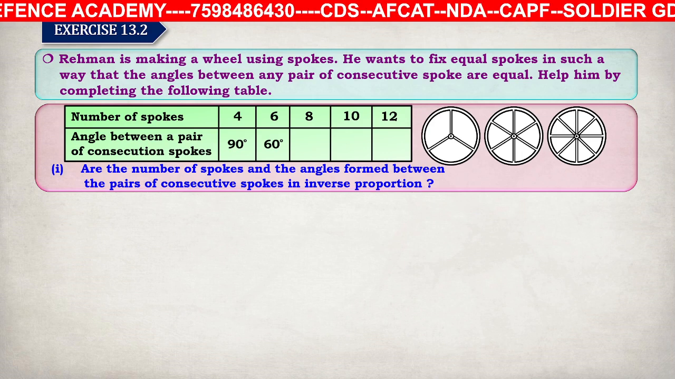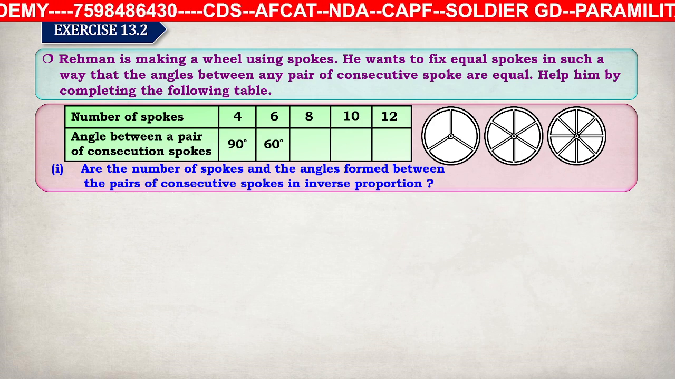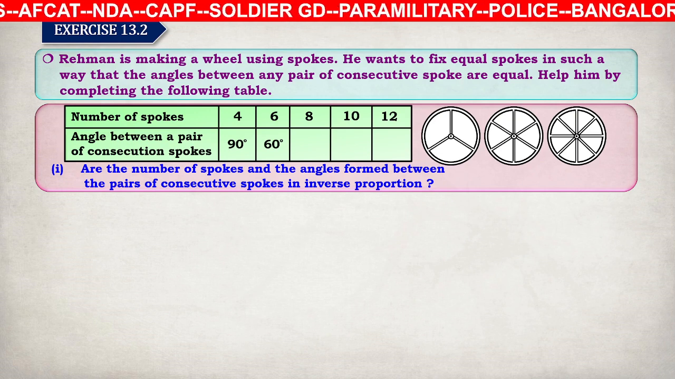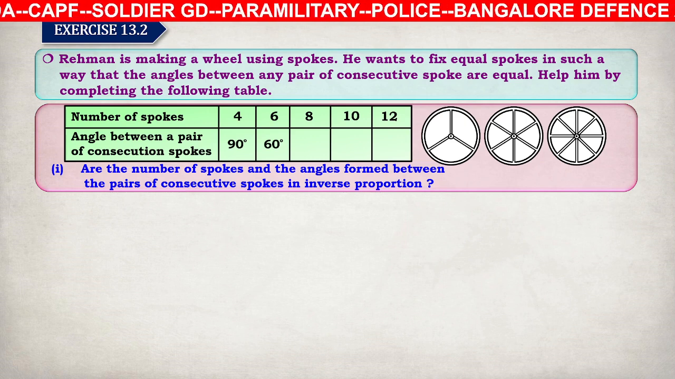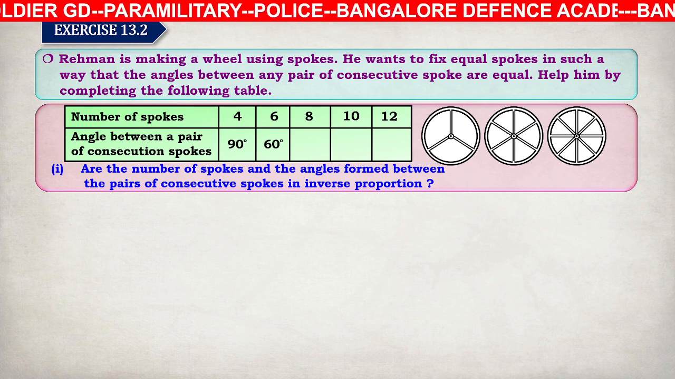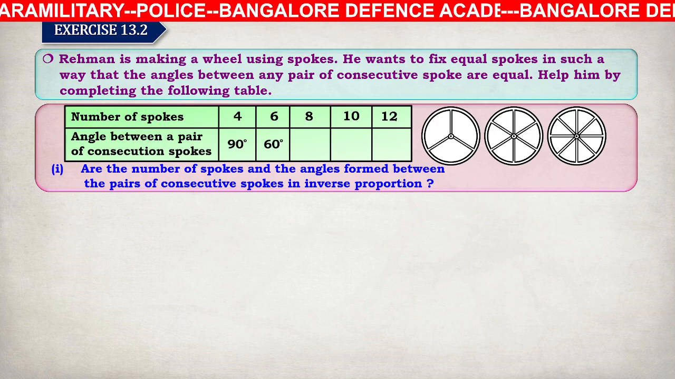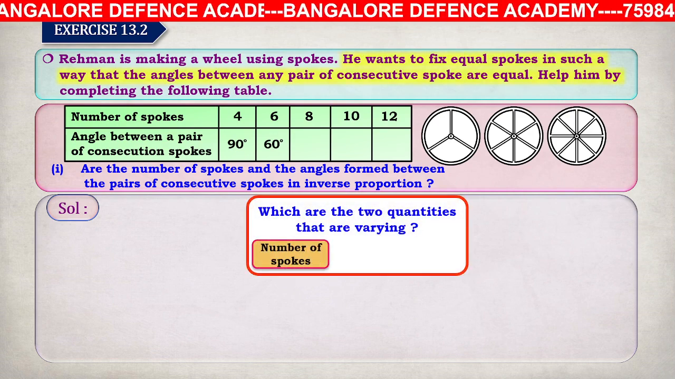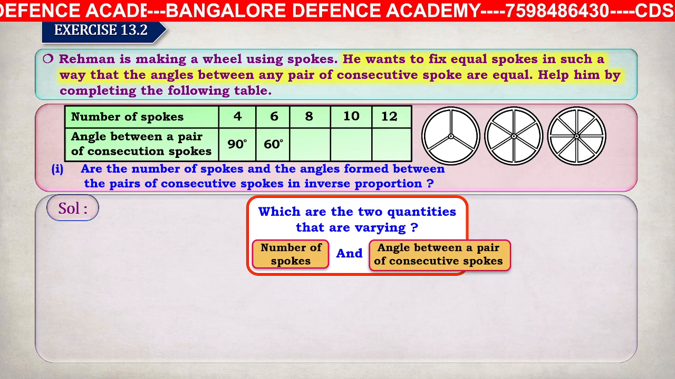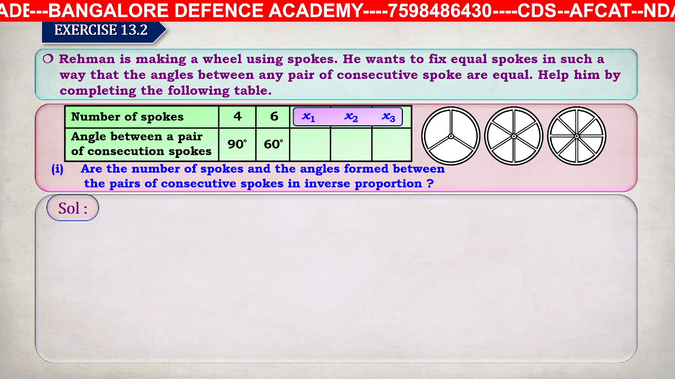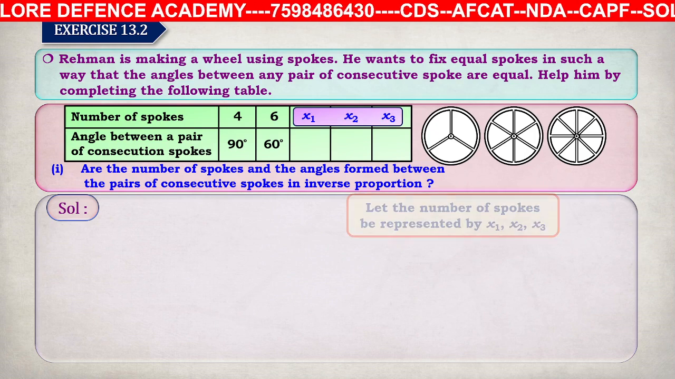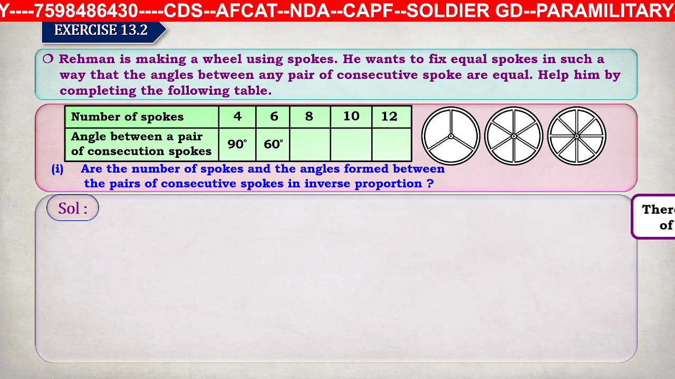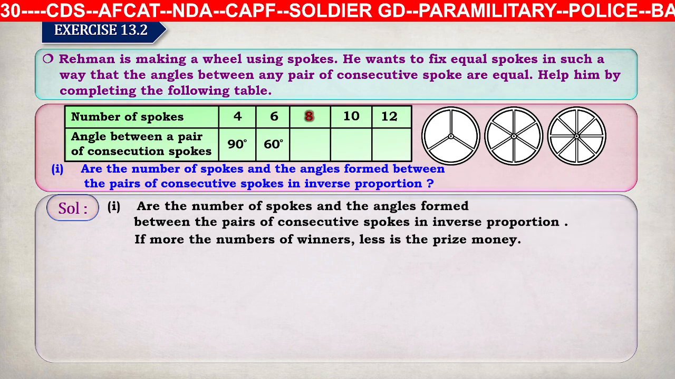So Rahman is going to do some experiment with the number of spokes. If he has 4 spokes, the angle between each pair of spokes will be 90 degrees. If there are 6 spokes, the angle between each pair of spokes will be 60 degrees. And if the number of spokes is increasing, you have to find whether the angle between two spokes will increase or decrease. So it is clearly a case of inverse variation. I am going to compare the number of spokes and the angle between each pair of spokes. The number of spokes, I take as x1, x2 and x3. And the angle between the consecutive spokes, I am going to take as y1, y2 and y3. Now let us try to solve the problem.